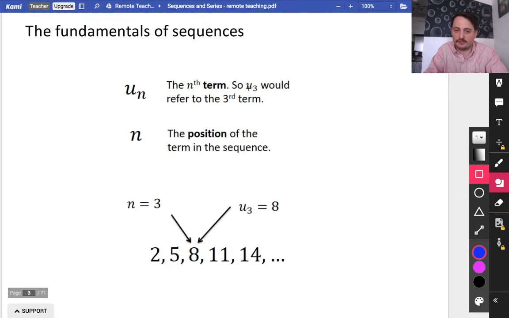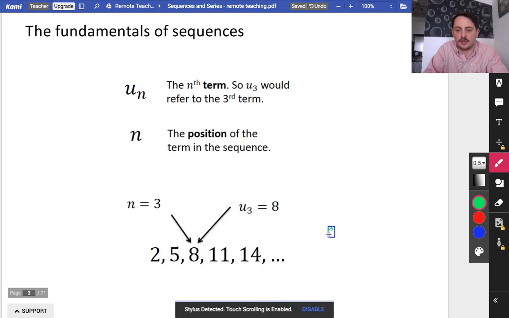So just get this clear for a second. Un refers to the nth term. It refers to just a general term in that sequence, meaning a term is just like a thing that's in the sequence, which is usually a number. So u3 is the third number in the sequence, and n, the little corner bit, tells you the position of the term in the sequence. So clearly here you can see that this one would be u3, which is equal to 8, and its position number is 3.